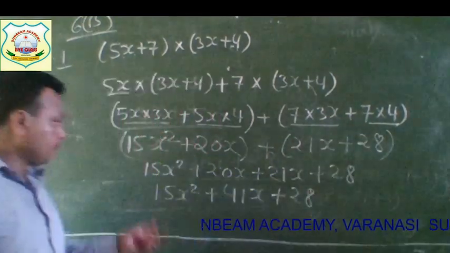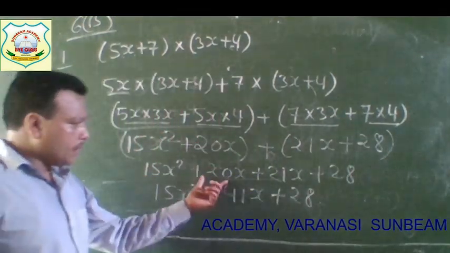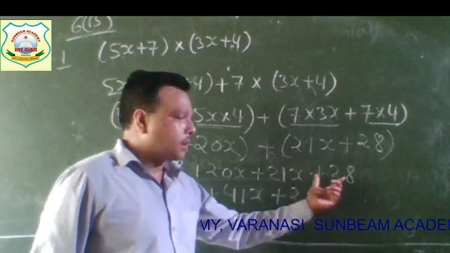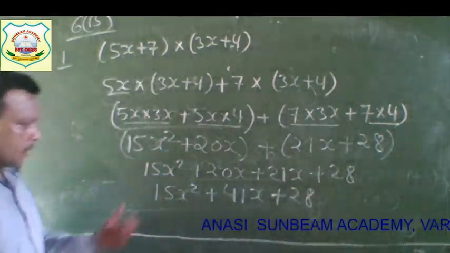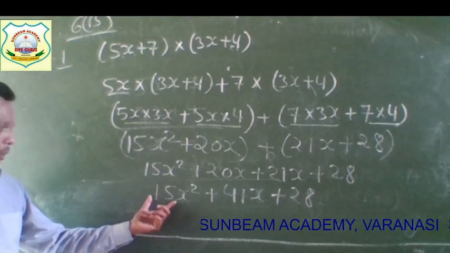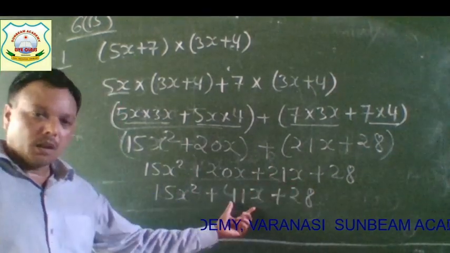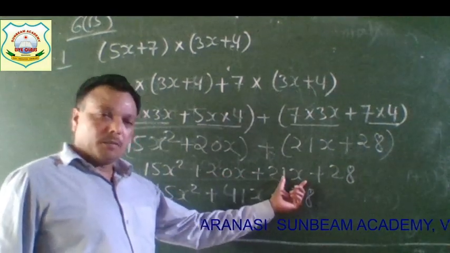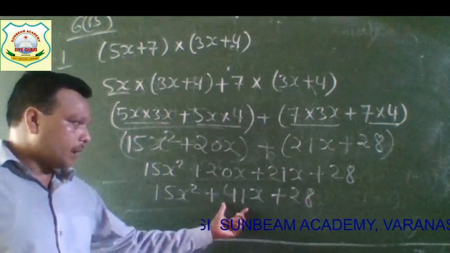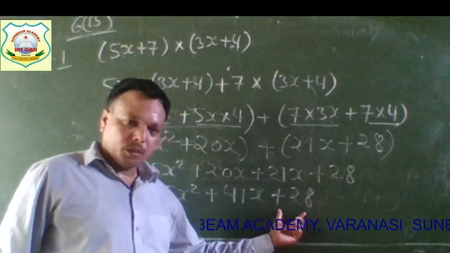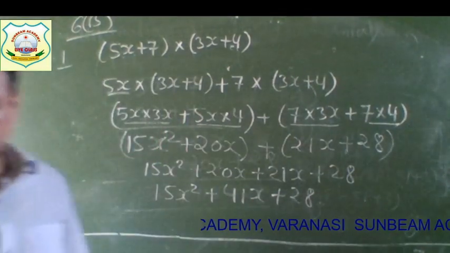Now open the bracket: 15x square, 20x plus 21x plus 28. Now we will see the like terms. 15x square has no like term, so we write it the same. 20x and 21x have the same variable, so we can add them: 41x, and plus 28. Okay students, just note it down.